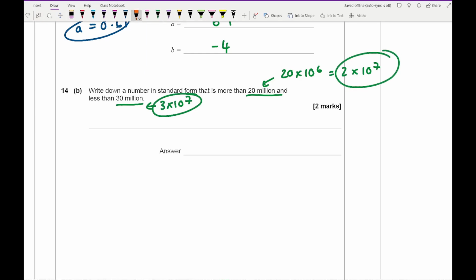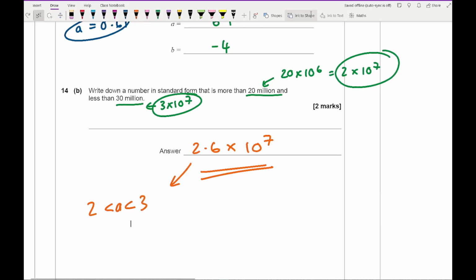So what we're looking for is a number that's between 2 and 3. So we just pick any number between 2 and 3. So I'll go for 2.6, and then just write times 10 to the power of 7. And so here we just want to make sure that the a value is between those two numbers, but again it can't be 2 and it can't be 3, and again you can have as many decimal places as you want.